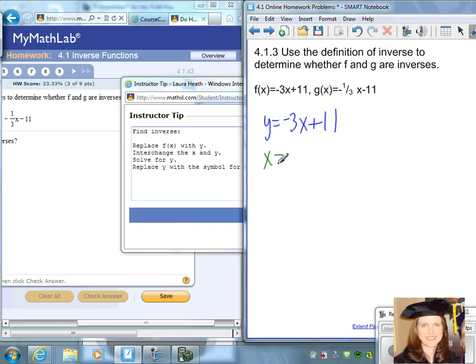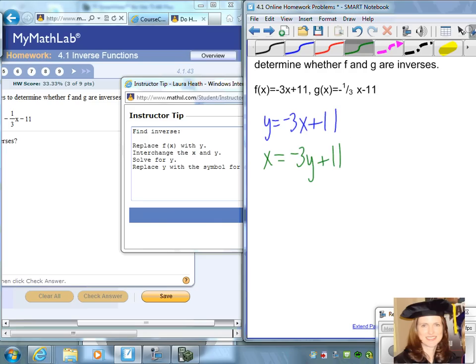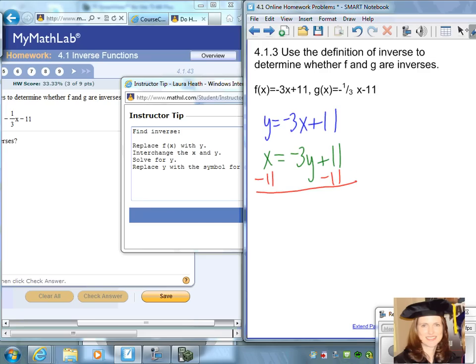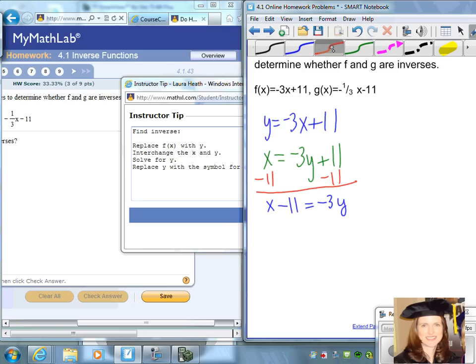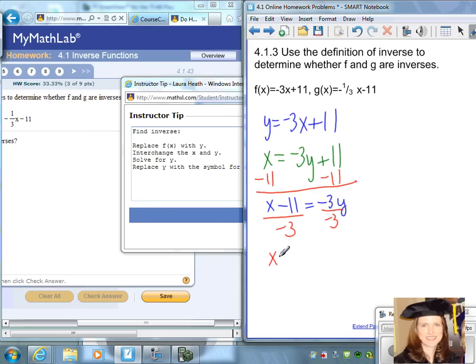Where you see a y, you're going to put an x. And where you see an x, you're going to put a y. And then we're going to solve this equation for y. I'm going to subtract 11 from both sides. And we get x minus 11 equals a negative 3y. And then we want to divide both sides by negative 3. And we get (x minus 11) divided by negative 3 equals, the negative 3 divided by negative 3 is 1, that's y.